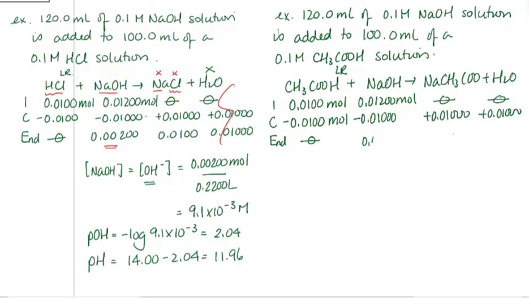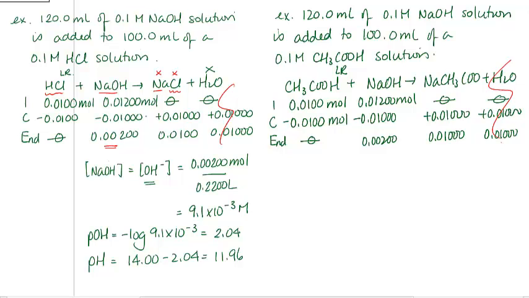We have 0.00200 moles of NaOH remaining. We have 0.01000 moles of sodium acetate remaining, and we have 0.01000 moles of H2O formed. Again, when we take a look, we can say that the water is not going to be involved because we are in a solution where the solvent is water.